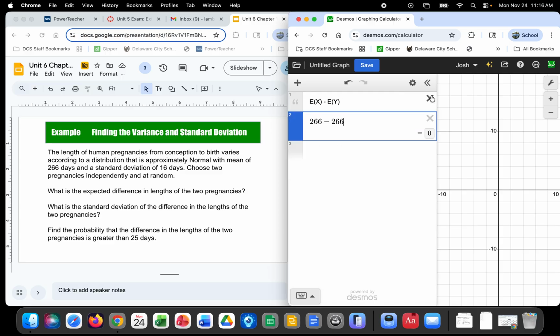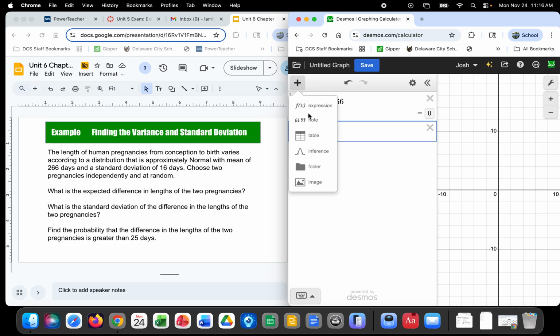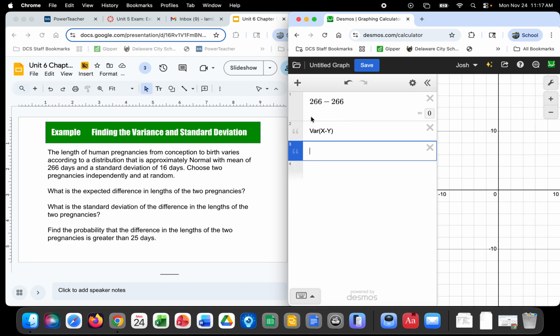Okay, well that's nice. So I'm going to leave that up there. And then the second question says, what is the standard deviation of the difference of the length of the 2 pregnancies? Well, in order to do that, I have to first think about the variance. So I'm going to do the variance of x minus y. And the variance of x minus y is going to be the variance of x plus the variance of y.